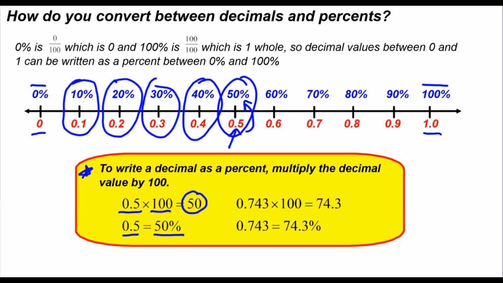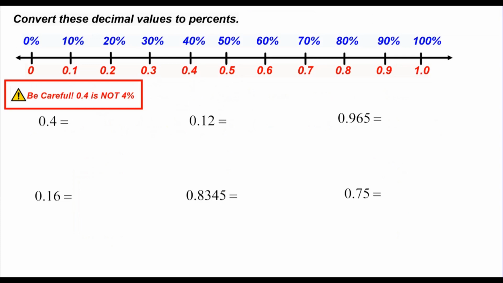So 5/10 is 50%. If I have a decimal value like 743 thousandths, or 0.743, that's going to be somewhere in here on my number line. And so it's going to be somewhere between 70 and 80% when I convert it. So when I multiply that by 100, I get 74.3. So 0.743 is 74.3%. So very easy to convert a decimal to a percent. You just multiply it by 100. So let's take a look at some of these examples here.